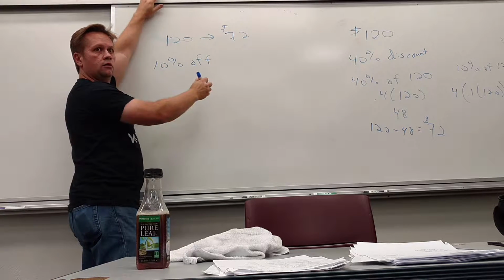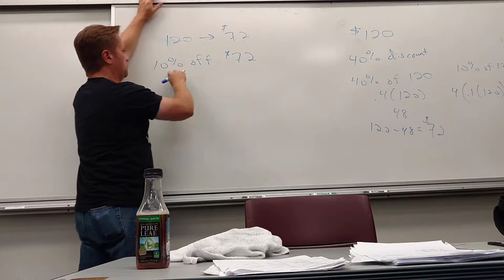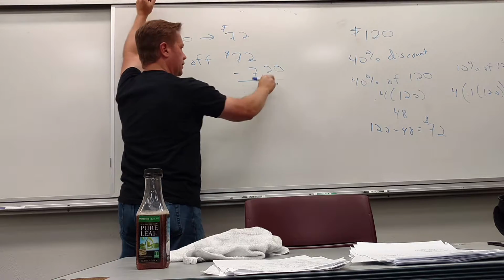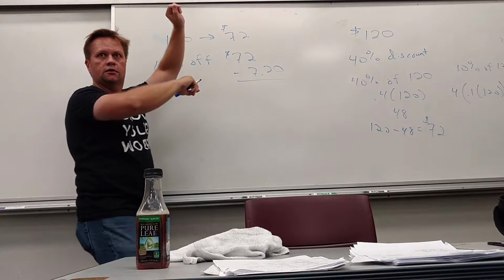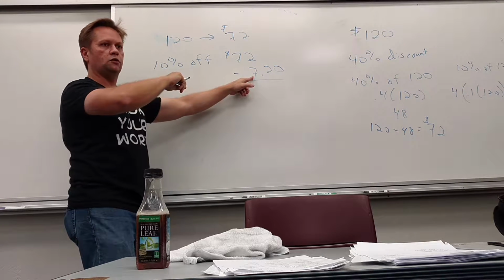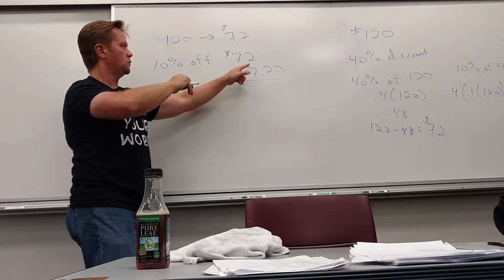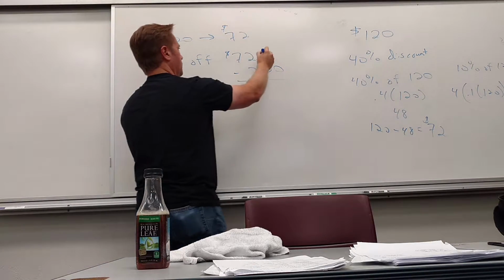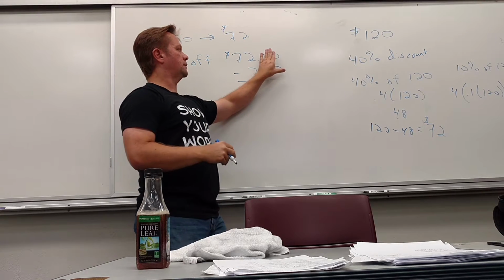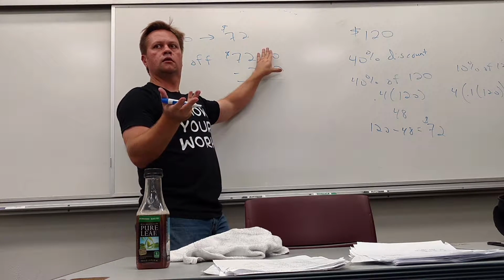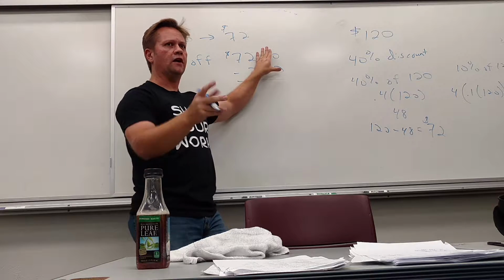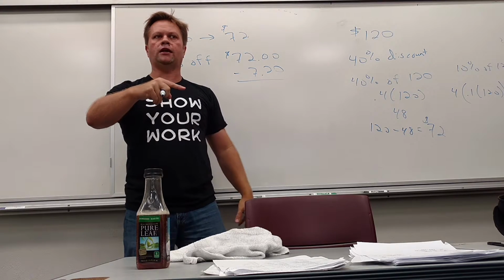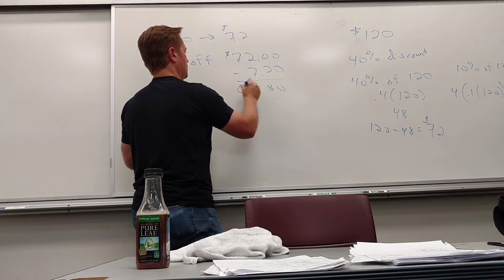If I did an additional 10% off, what? Because what is it now? 72. Well, what's 10% of 72? 7.20. Are you guys cool with that now? Can I just go straight to 72? Yeah. And then 72 minus 7.20. What's 72 minus 7? 65. Now take another 20 cents off from 65. 64.80. 64.80.